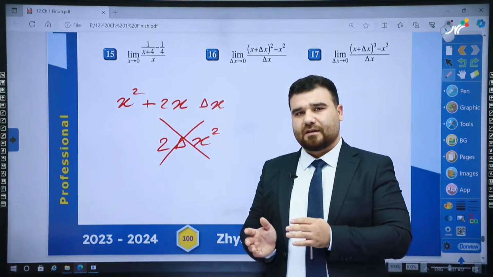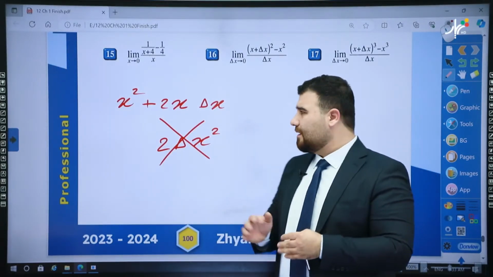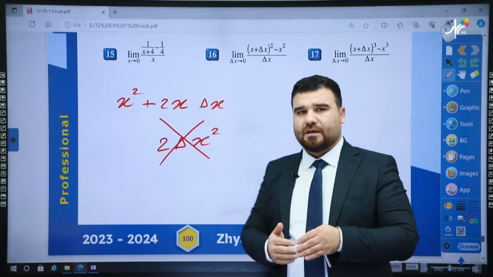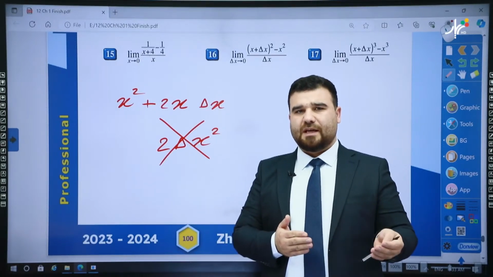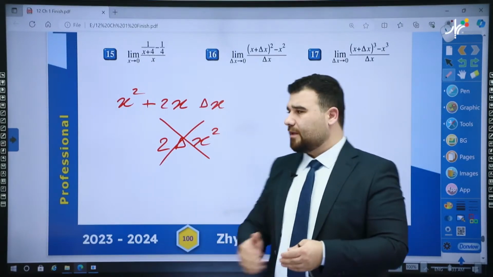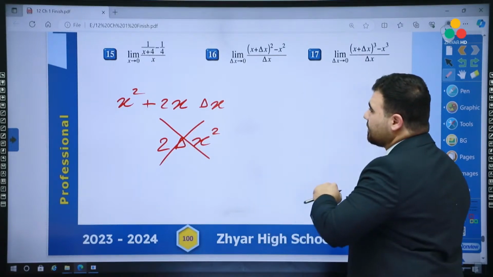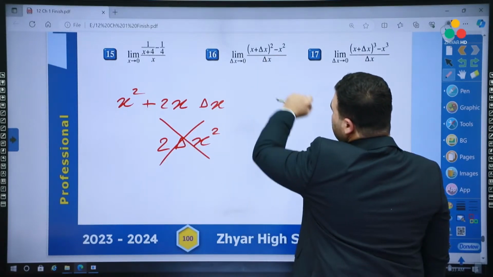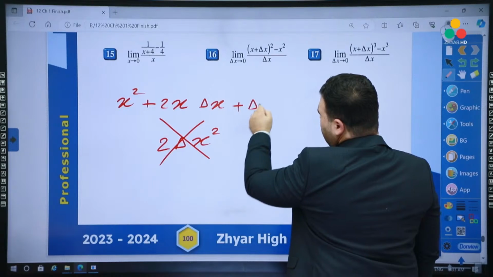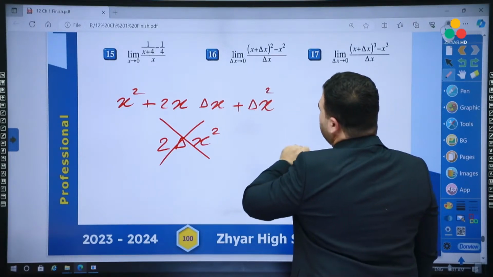Delta x is another thing. We cannot combine them. It's just like AB. A multiplied by B will be AB. We cannot mix them. Then same thing is applying here. That's a very common mistake. Avoid this, dear students. And delta x power 2, it will be delta x power 2.